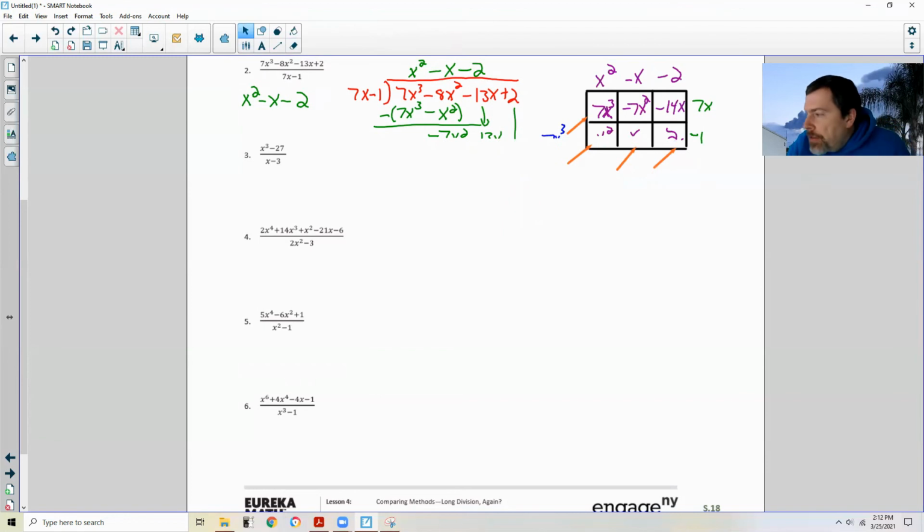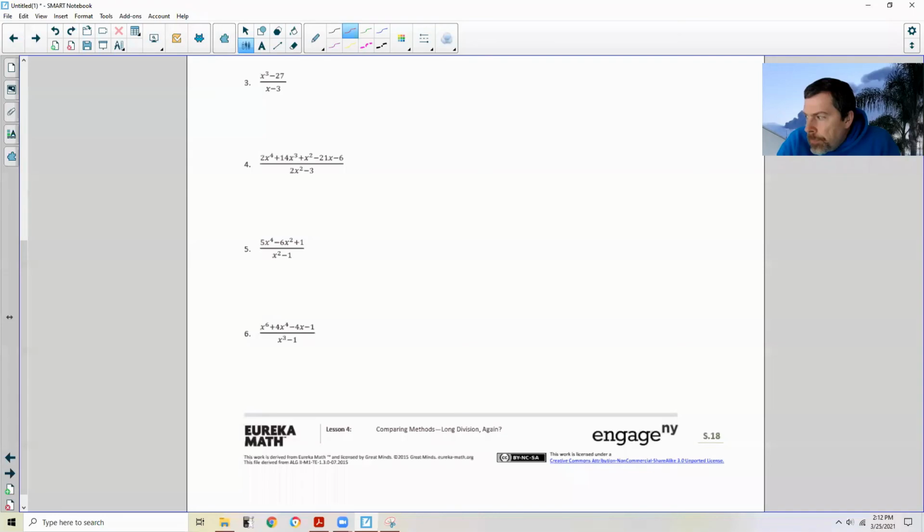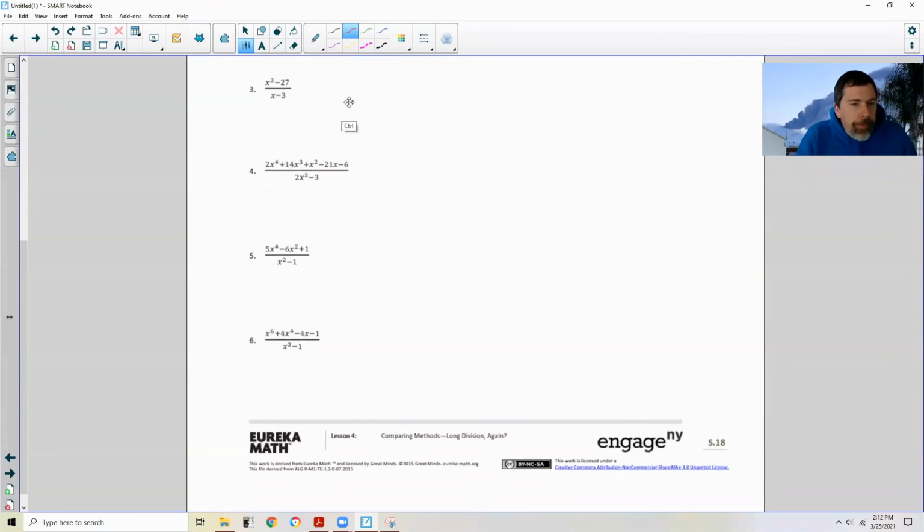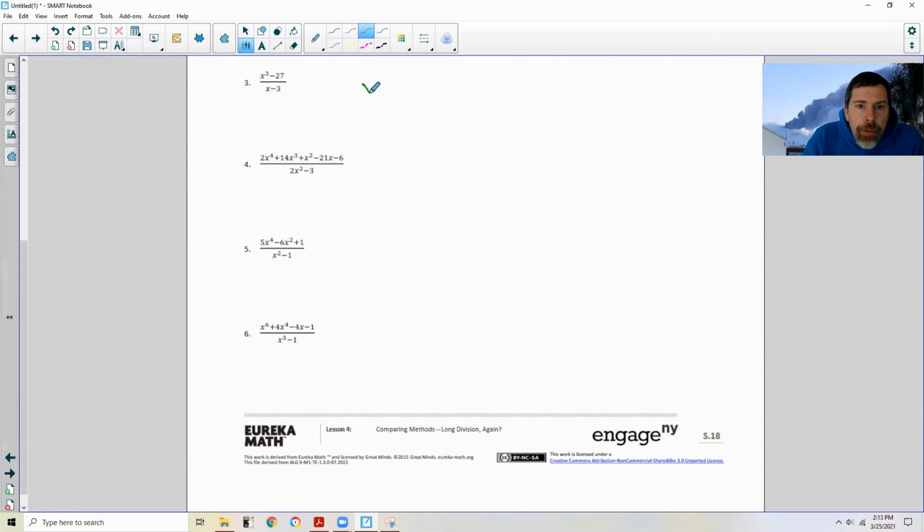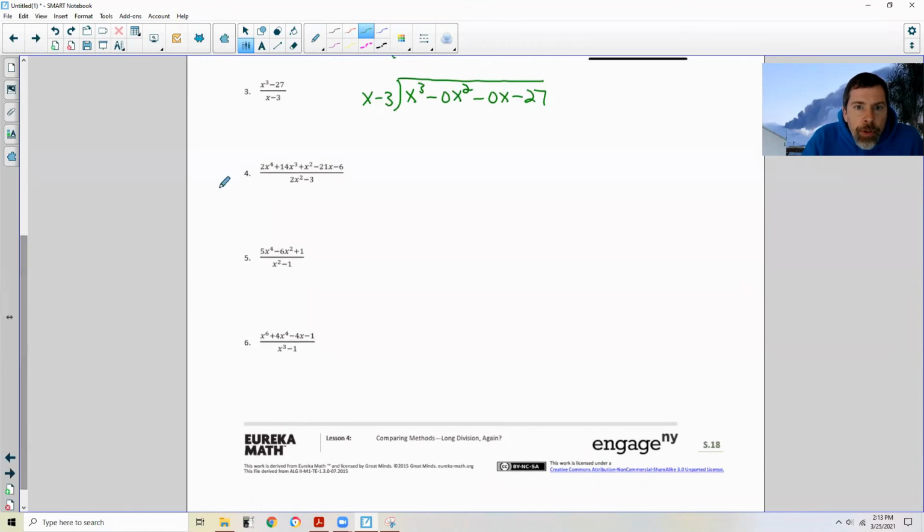Okay, I'll just pause this and clean this up, move to the next problem. All right, number 3. X minus 3 is what I'm dividing by. What I am dividing is x cubed minus 0x squared minus 0x minus 27. Do not forget to put spacers in, order 3, 2, 1, 0 constant. Okay. All right. So there's my setup.